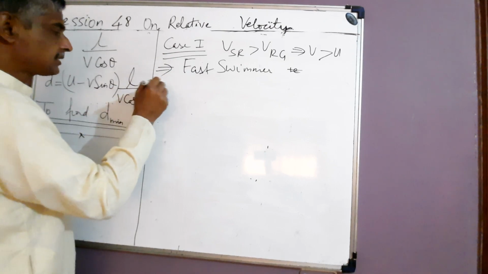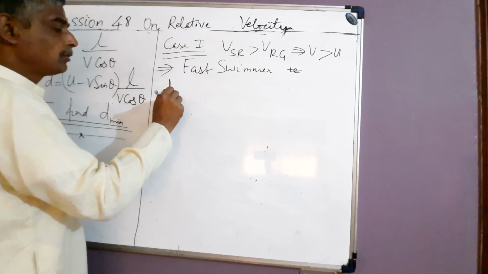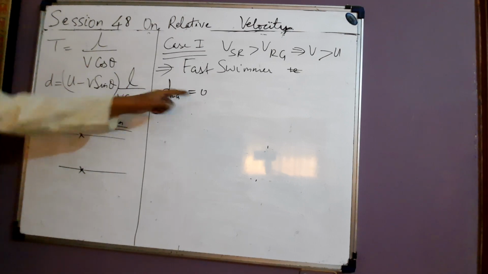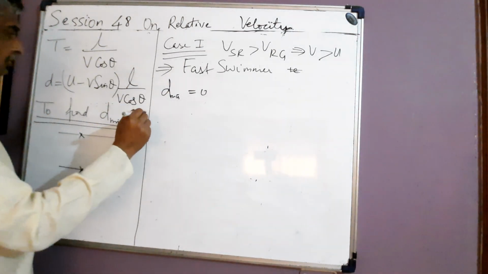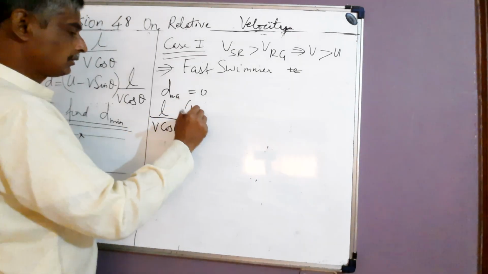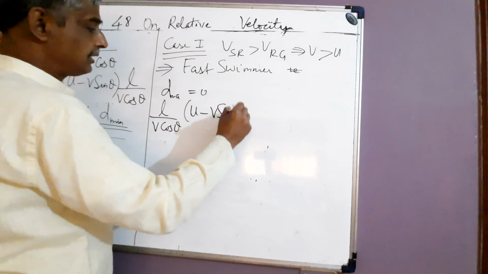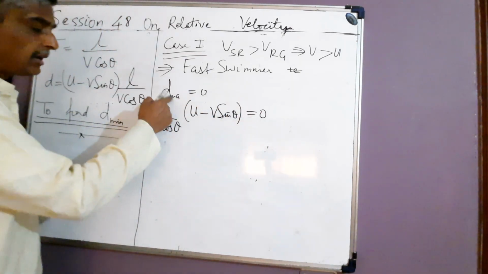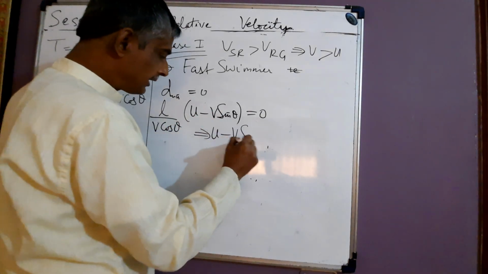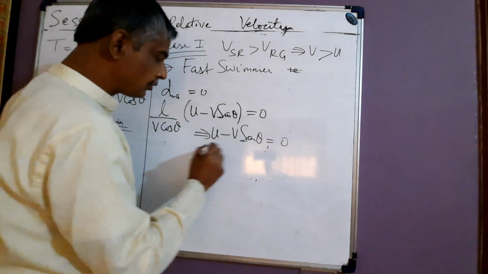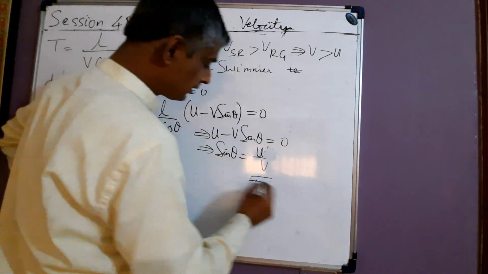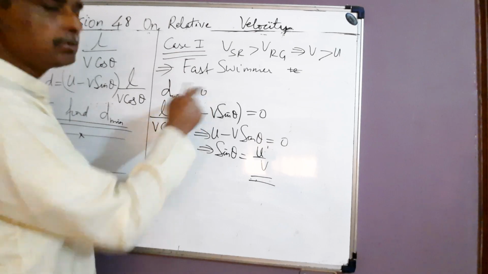So in this case we set D minimum to be 0. Now the expression of D we have found out, this quantity, we will set equal to 0. L by V cos theta into (U minus V sin theta) is 0. Now L by V cos theta cannot be 0, so this has to be 0. U minus V sin theta is 0. So sin theta becomes U by V. So for this value of theta, D minimum will be 0.